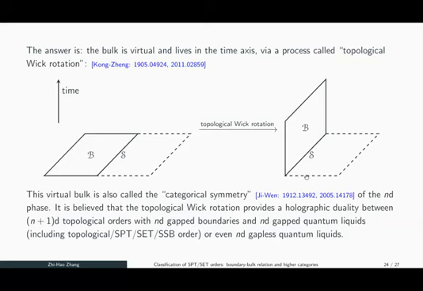And this topological Wick rotation gives us a holographic duality between n+1D topological orders with ND boundaries and ND gapped quantum liquids. Here, quantum liquids include topological orders, SPT orders, SET orders, and spontaneous symmetry breaking orders. And even the gapless quantum liquids can be included in this process.